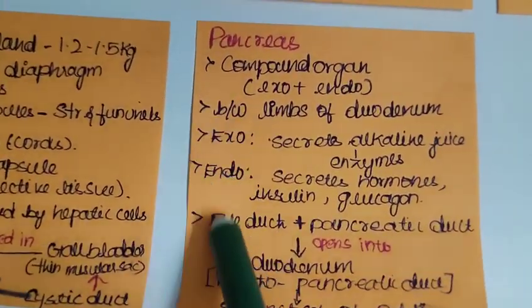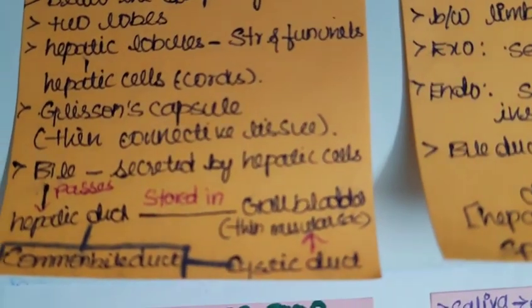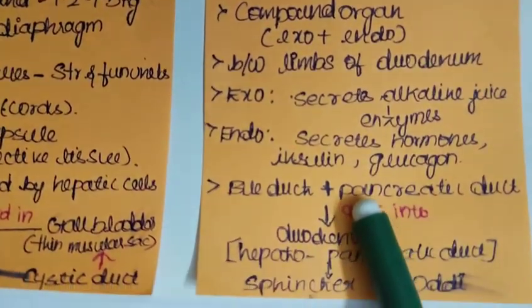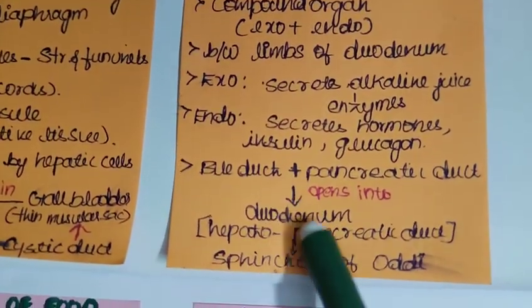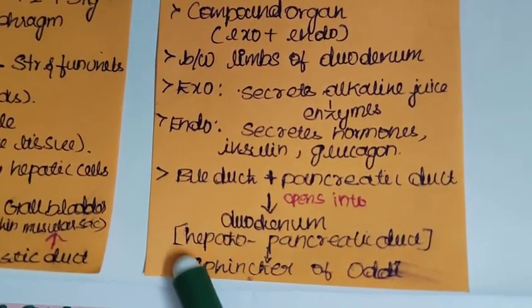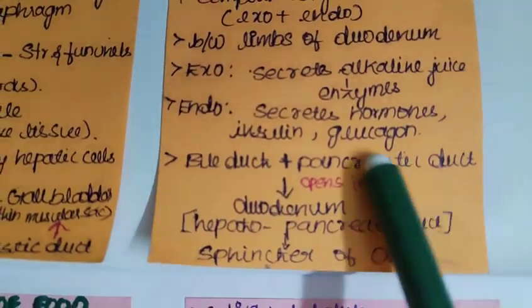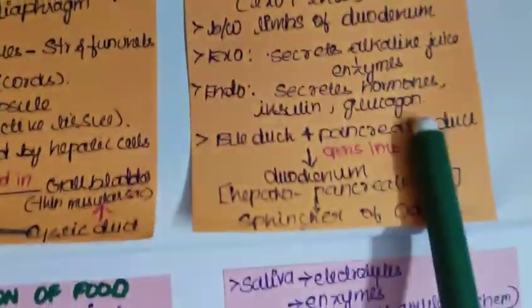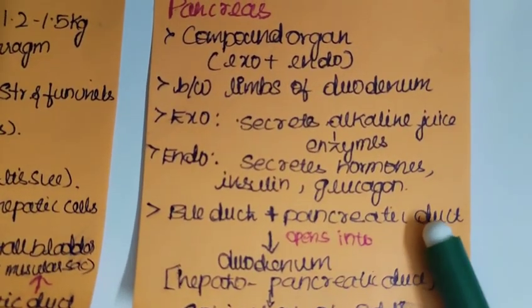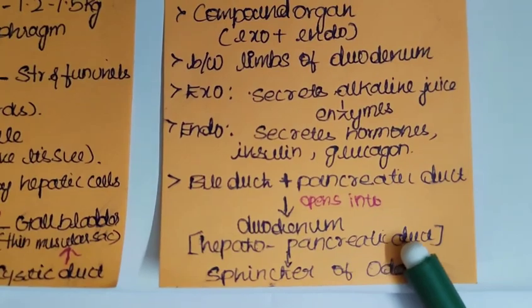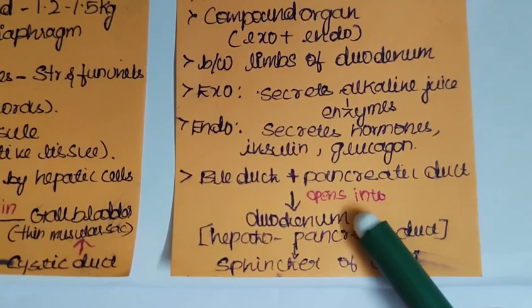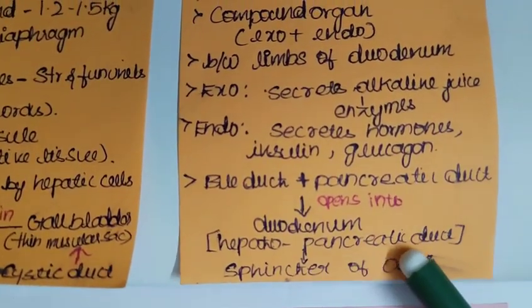Next. So we have the bile duct: the hepatic duct plus cystic duct together form the common bile duct, that is generally known as the bile duct. With this bile duct, the pancreatic duct also joins and opens into the duodenum. Duodenum is nothing but a part of the small intestine, as the hepatopancreatic duct, and it is guarded by the sphincter of Oddi. We already talked about the pyloric sphincter and gastroesophageal sphincter. In the same way, both the ducts, bile and pancreatic ducts, open into the duodenum as a hepatopancreatic duct, and it is guarded by the sphincter of Oddi.